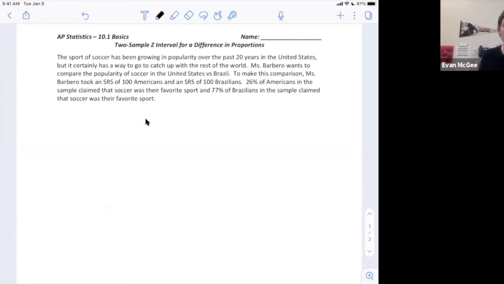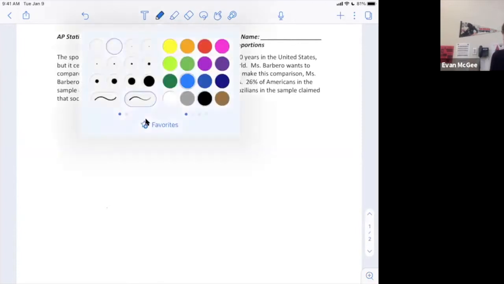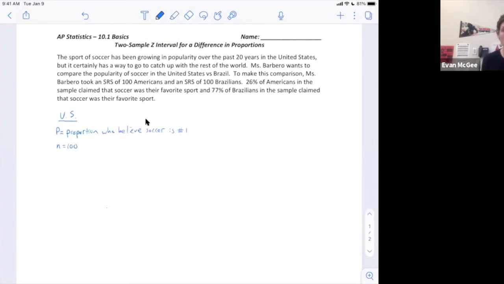So I'm going to write out what our 2 populations are and the parameters that we're interested in. Our first population, of course, is the US, and we're trying to estimate P, the proportion who believe that soccer is the #1 sport. So if we were looking at one population like this, then we would do a one sample Z interval to try and estimate what this parameter is. But we're not only interested in this one, we're interested in Brazil as well.